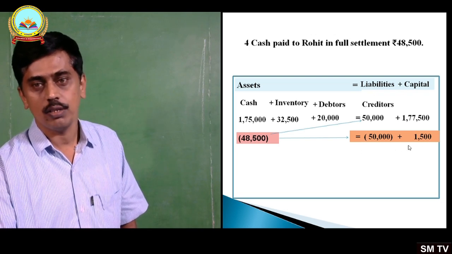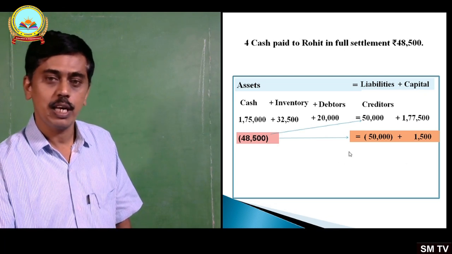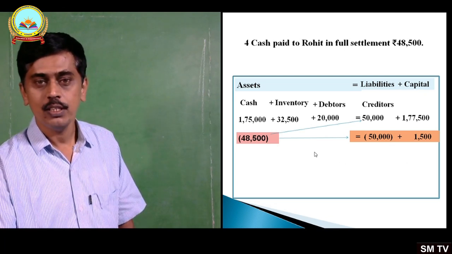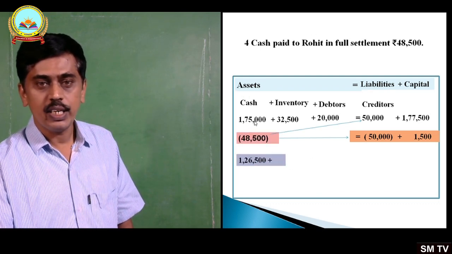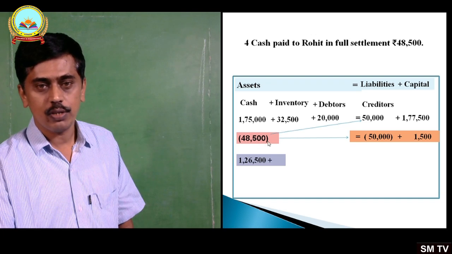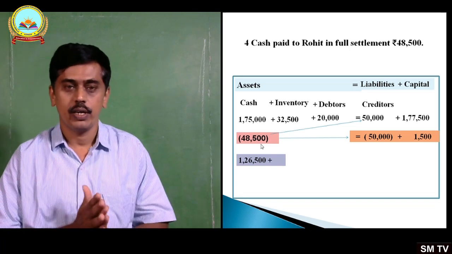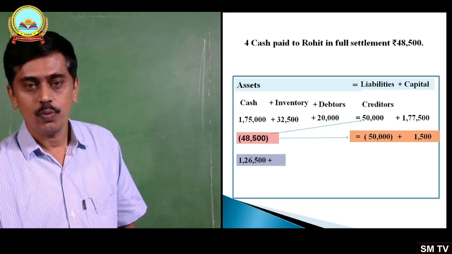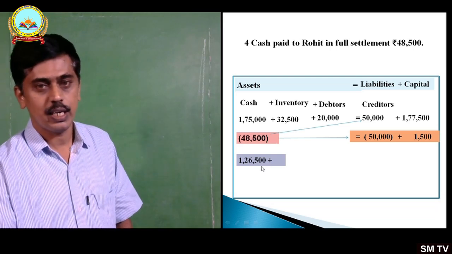It is a gain to the business, so it should be added to capital. Clear? Now find the effect. 1,75,000 minus 48,500 comes to 1,26,500. You see there, 1,26,500.